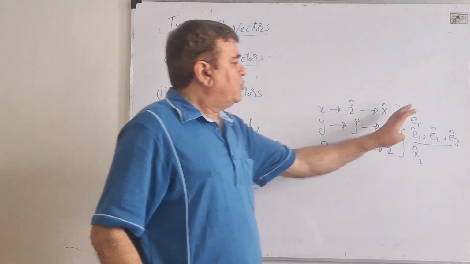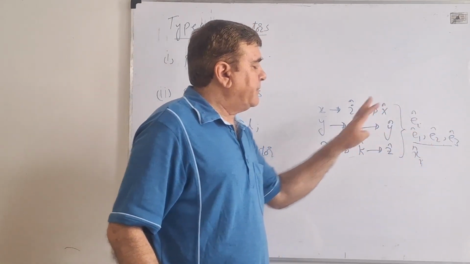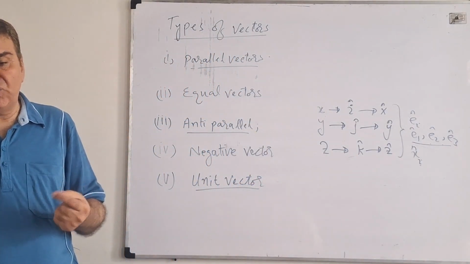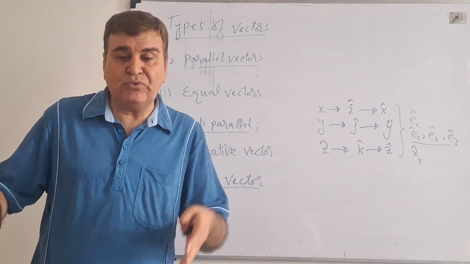However, you don't need to worry about the representation. The basic thing is that a unit vector is a vector that has unit magnitude, no dimension, and is used to represent the direction of a vector.